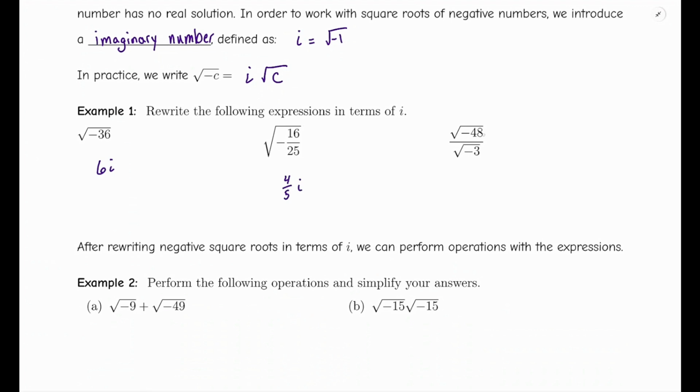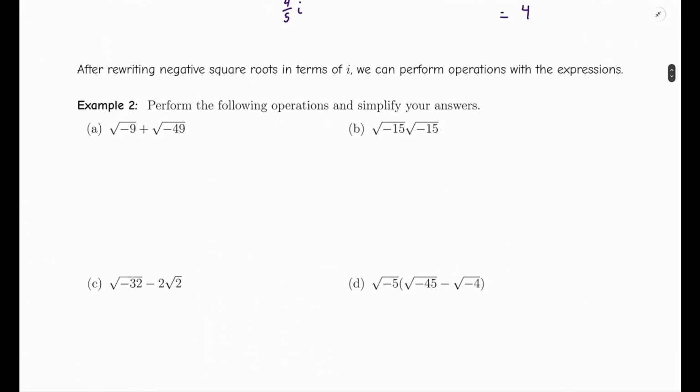Now here we get the square root of 48 over the square root of negative 3, which first would be i square root of 48 over i square root of 3. You might be tempted to reduce the negative 48 and negative 3, and that normally does not work. In this case, I think it would give you the correct answer, but normally it does not. But now you can cancel the i's out, and then this becomes the square root of 48 over 3, which is the square root of 16, which is 4.